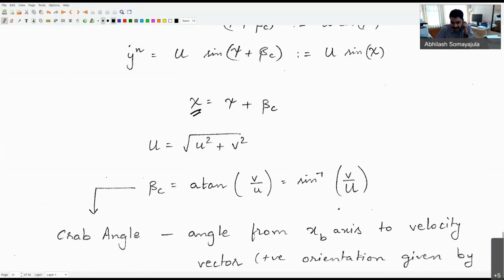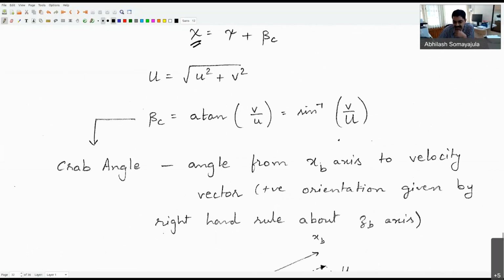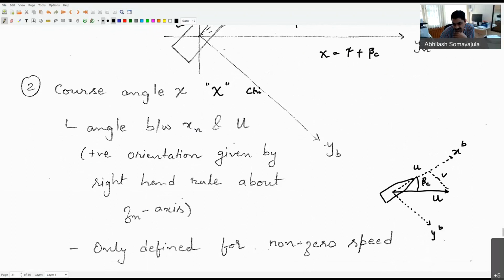Notice here that the capital U is nothing but the square root of u square plus v square, and that beta c angle we define as the crab angle. That angle is measured from the xb axis, the x-axis of the body fixed frame, to the velocity vector, and the positive orientation is given by the right hand rule about the zb axis, which in this case will mean a clockwise rotation. So we are basically considering the angle like this.